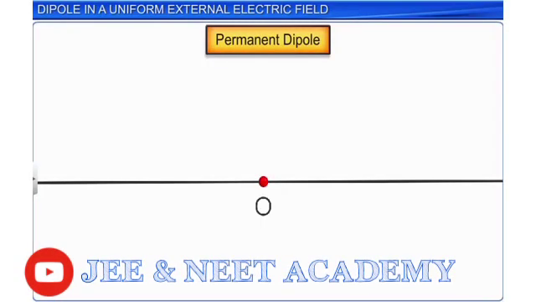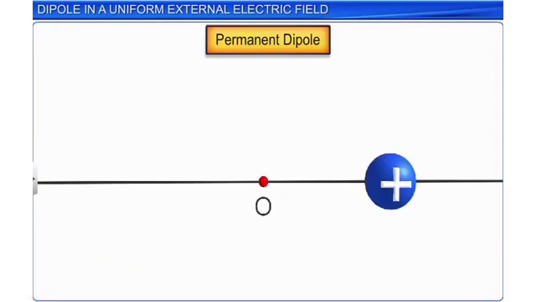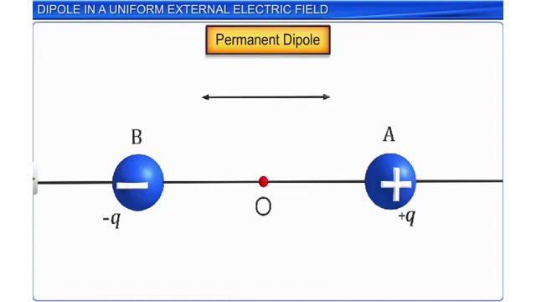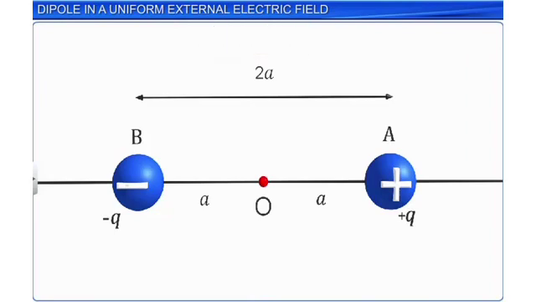Consider a permanent electric dipole having a positive charge +Q at A and a negative charge -Q at B separated by a distance 2a. A permanent dipole is one which has a dipole moment irrespective of the presence of an external electric field. The electric dipole moment p of the dipole is equal to 2aQ, directed from -Q to +Q along the axis of the dipole.